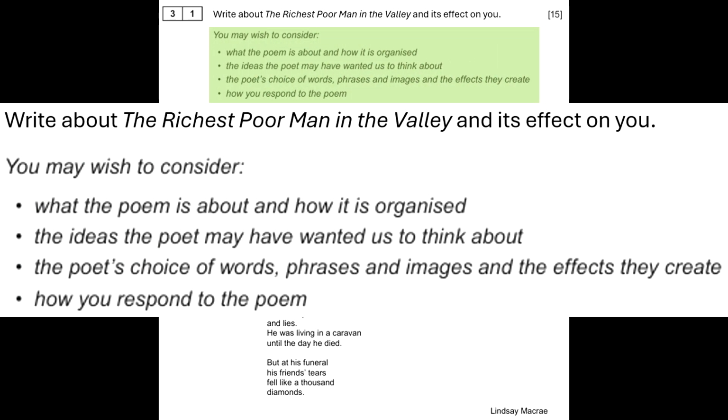You'll also see a list of prompts above the poem. These remind you what to think about. You should aim to comment on the subject, the structure, organisation, the language, the key ideas, your own thoughts and feelings. The most important area is usually language. This includes the writer's word choices and techniques such as similes, metaphors and personification. Key ideas the poet wants us to think about are also important.